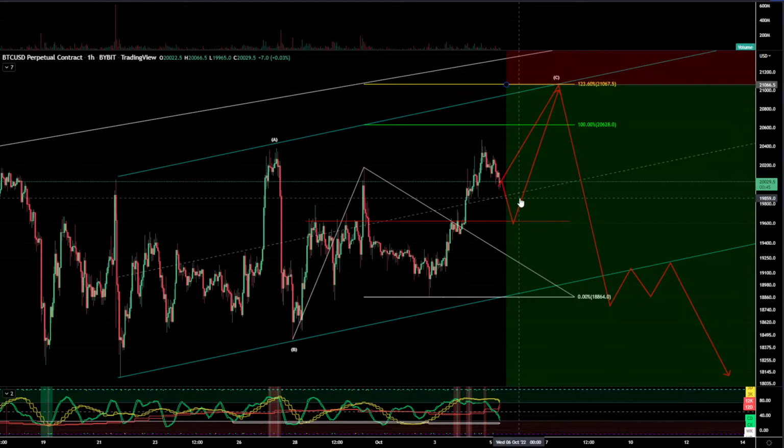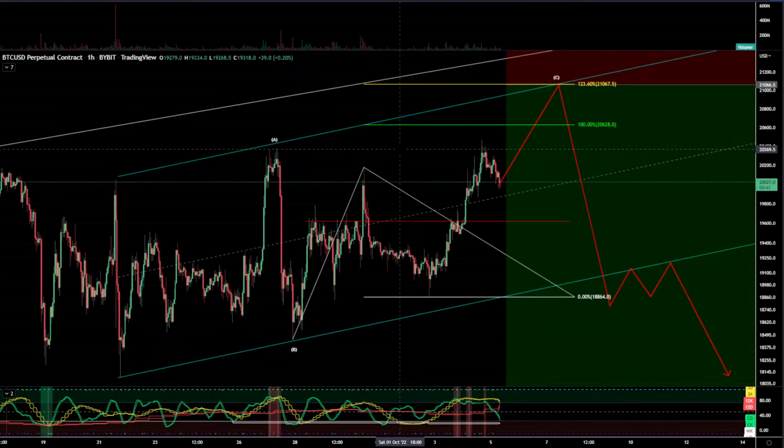No promises it's going to get there. It may not get there at all. I do have a very bearish view on Bitcoin, even in the short term, right? So within the next 1 to 2 to 3 months, I do have a bearish view. But looking at this, it does look like we have the potential to go up a little bit more before we come down more significantly.